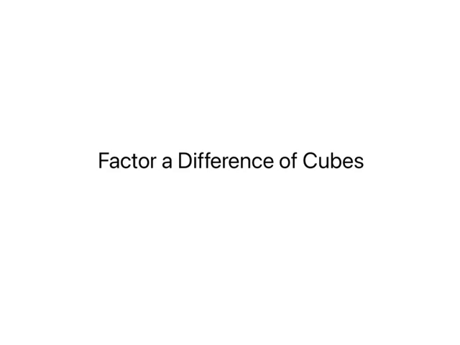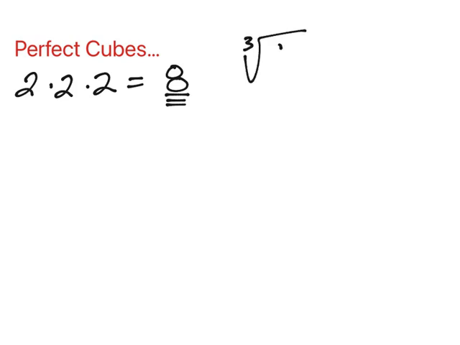Let's factor a difference of cubes. So first, let's talk about what a perfect cube is. Remember that a perfect cube is a number that is found by multiplying another number by itself 3 times. So if I have 2 times 2 times 2, that gives me 8. Therefore, 8 is a perfect cube. So the cube root of 8 is 2.